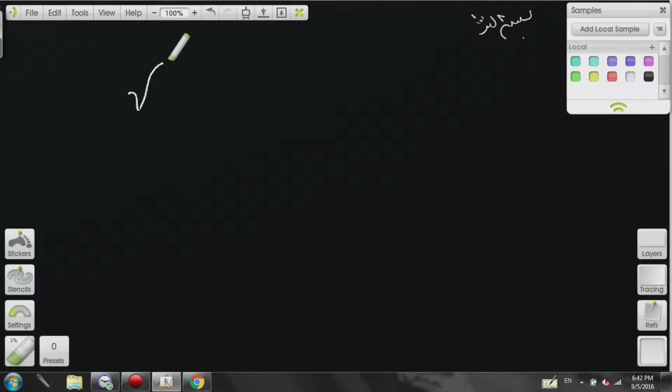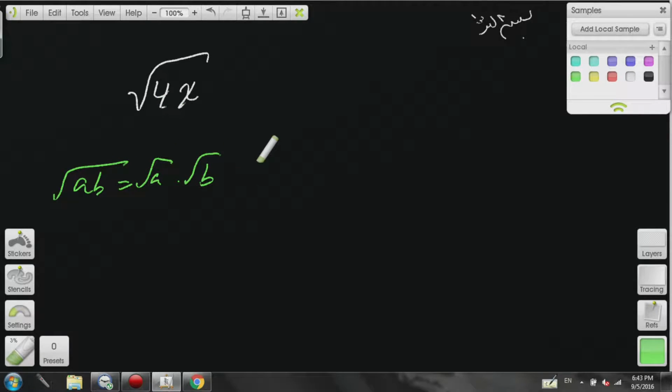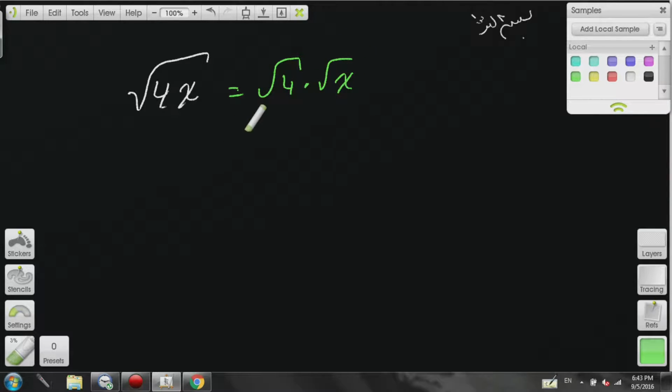Alright, let's try this simple one. Square root of 4x. Everything here, the 4x, is the radicand. Now you can remember the square root of a times b equals square root of a times square root of b. So you can separate these out. And you can say, well, this is square root of 4 times square root of x. Well, square root of 4 is 2, times square root of x. So this simplifies to that.